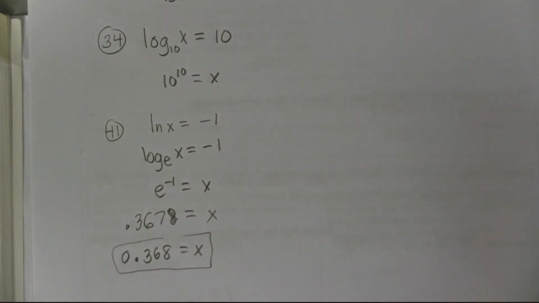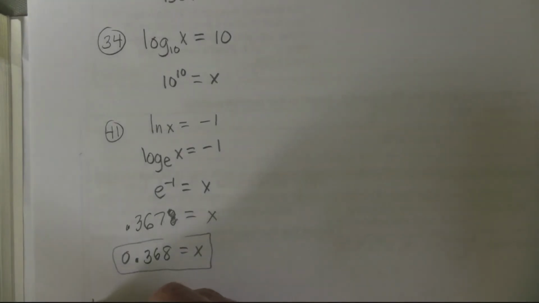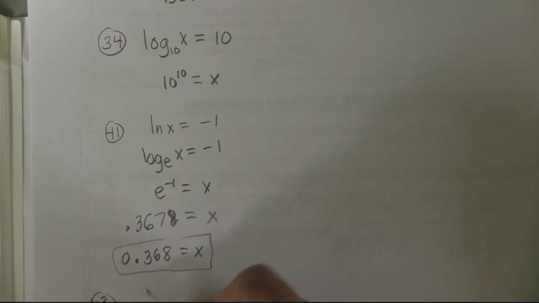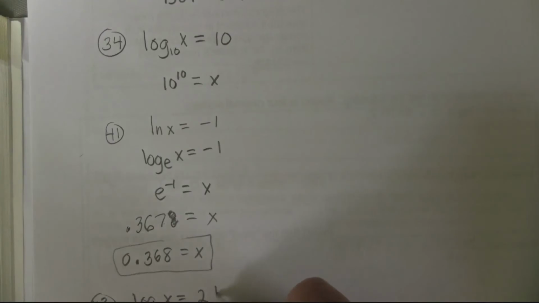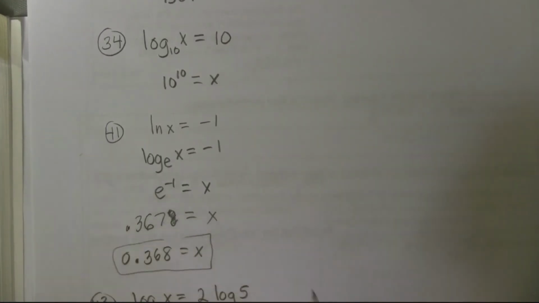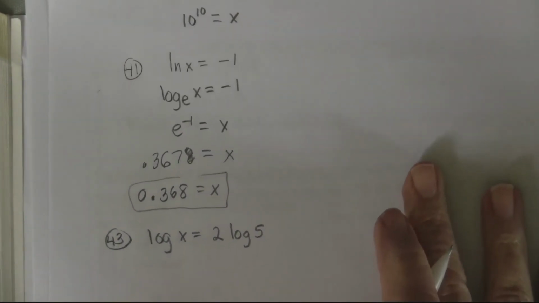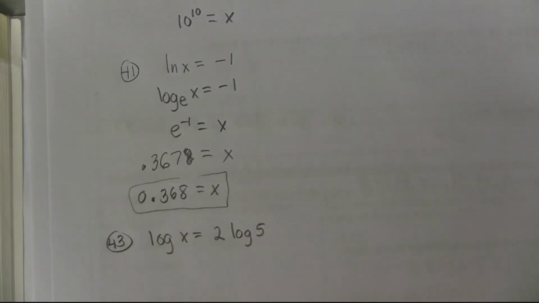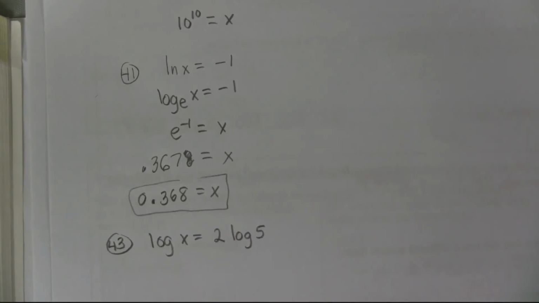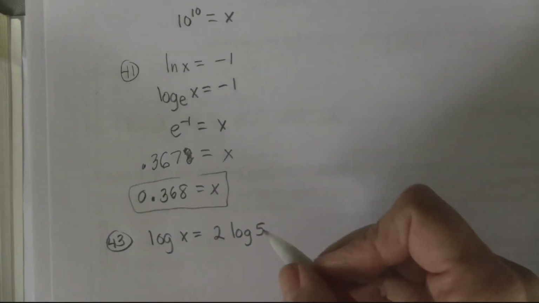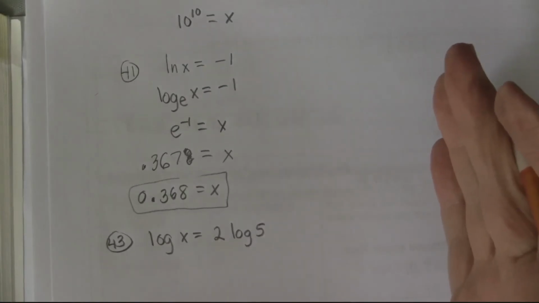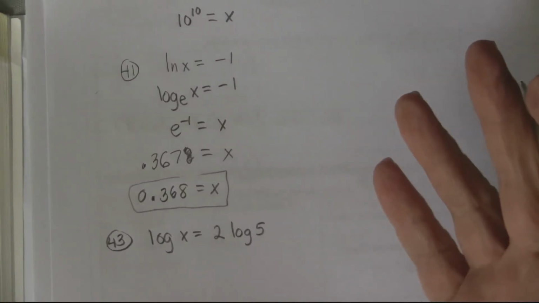So these are problems right out of your textbook that I'm doing. And this is number 43. It's log base x of 2 log 5, is what it looks like. And so we'll give a try to doing it. I don't know if you remember the property that we learned yesterday. There's more than one way of doing this problem, and I'll show you both ways.